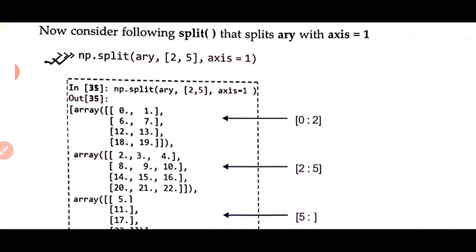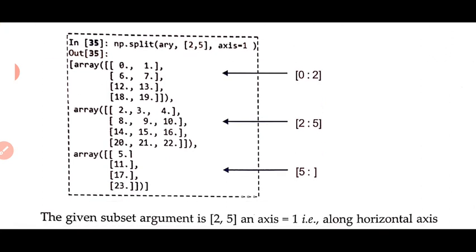When we write 0 to 2, it means 0 to 2 minus 1, meaning 0 and 1. Column number 0 and column number 1 is our first part. Then 2 to 5 means 2 to 5 minus 1, meaning up to 4, so 2, 3, 4. Three columns are our next part. And the third one is 5 to end, meaning 5 to last. So 5 is the last one.